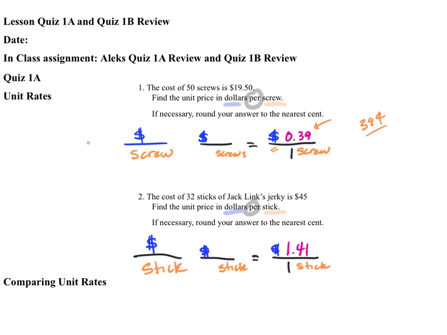If you wrote 39 cents per screw on a show work document, I would accept it. I'm not sure if that's what Alex will accept. I think it's going to want 0.39 with a dollar symbol there. Okay, and you got to make sure that's your solution.